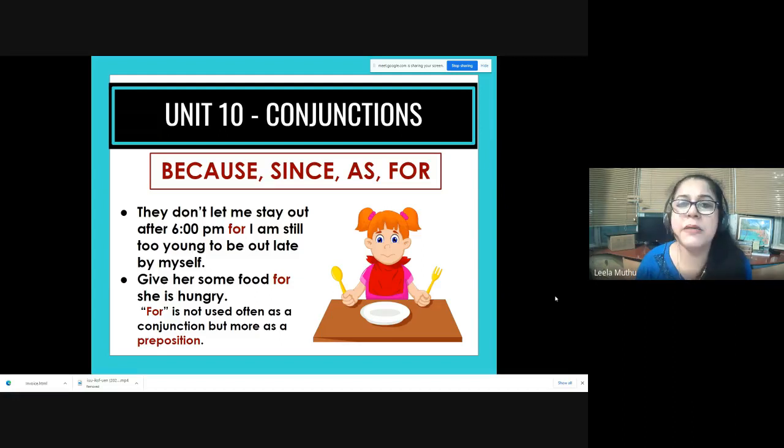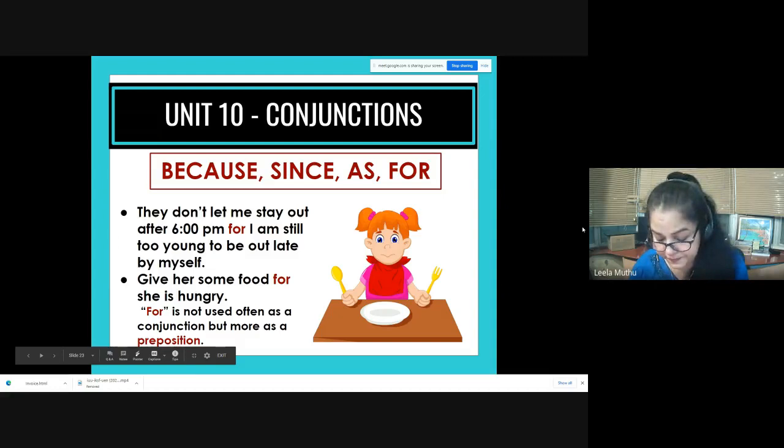It's not very common, but it is still used to join two sentences together, like a conjunction, even though it is a preposition. Give her some food, for she is hungry, as she is hungry, because she is hungry, since she is hungry. But in this case, for sounds the best. Okay, so it's actually a preposition but can be used as a conjunction as well.